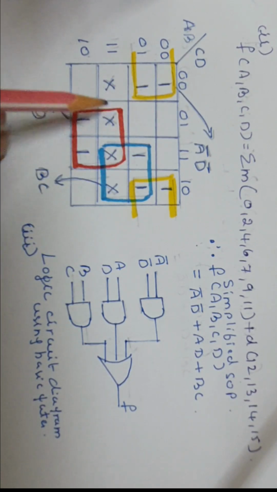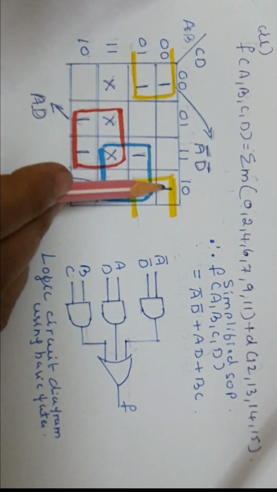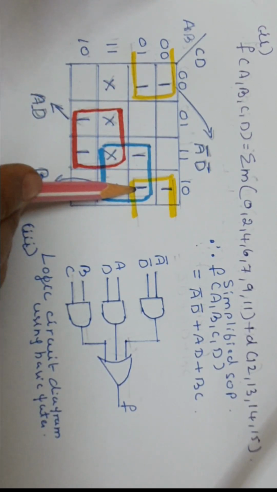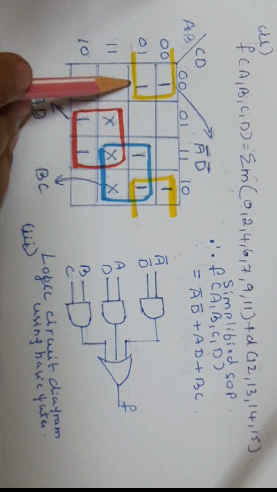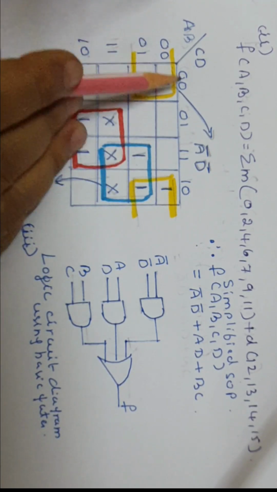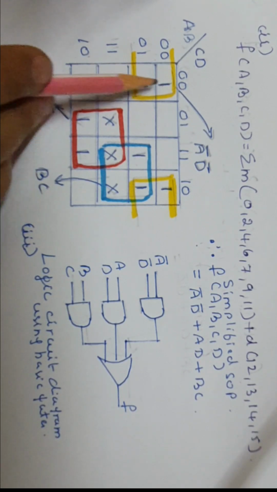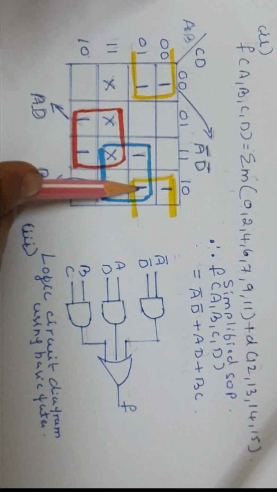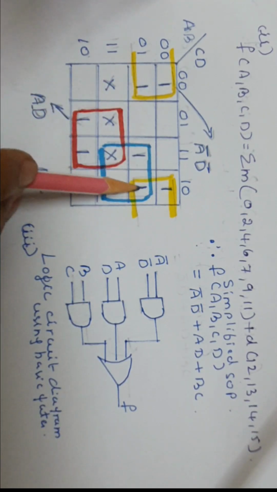Next, grouping of ones we have to do. We have to cover all the ones with minimum number of groups. Now these two ones and these two ones form one quad. Because on this line if you take a fold, these two fall on this. Again on this line if you take a fold, all come in one square. Hence these two and these two make one group, that is quad. So with that group, these two and these two ones, four ones are covered.